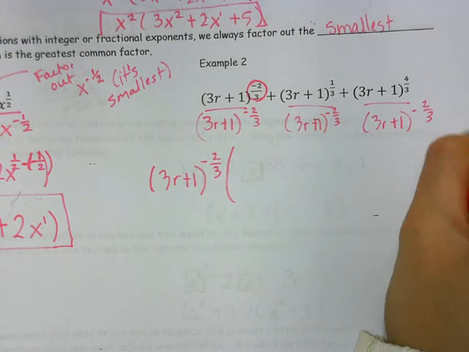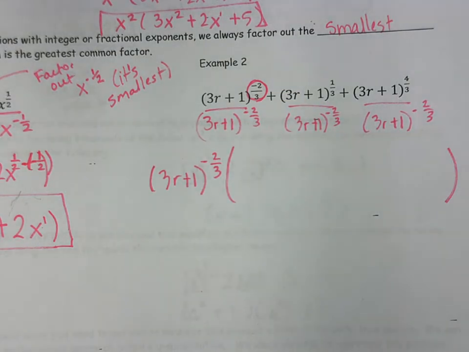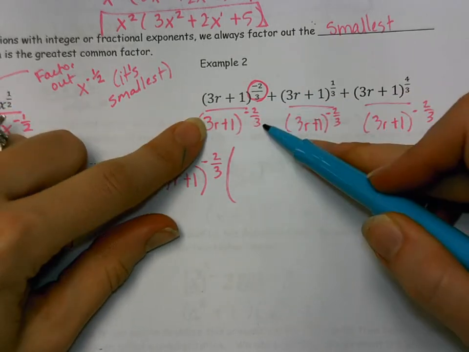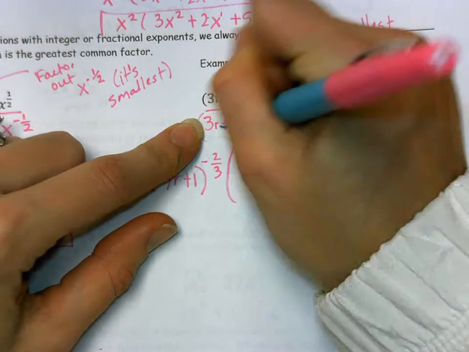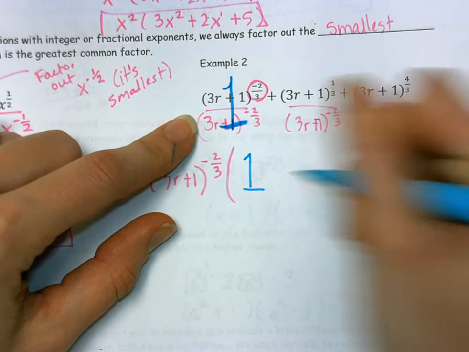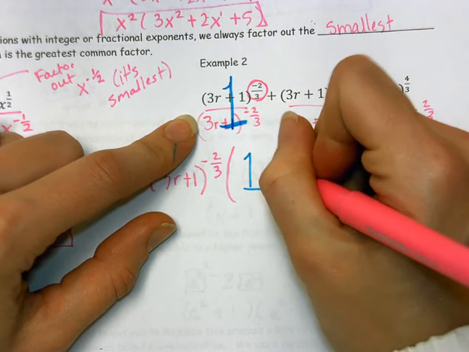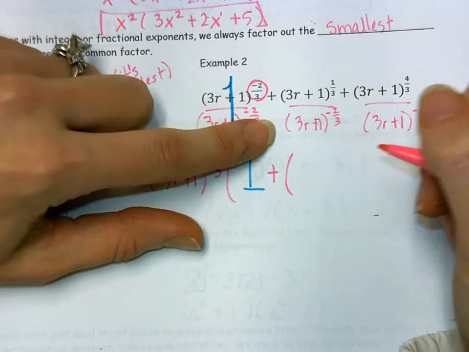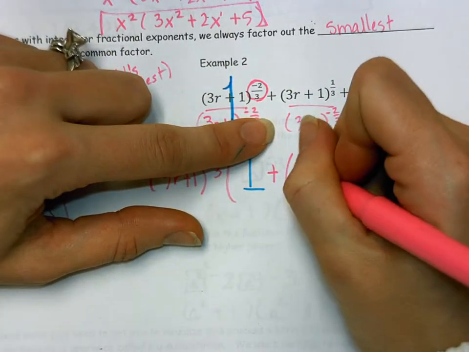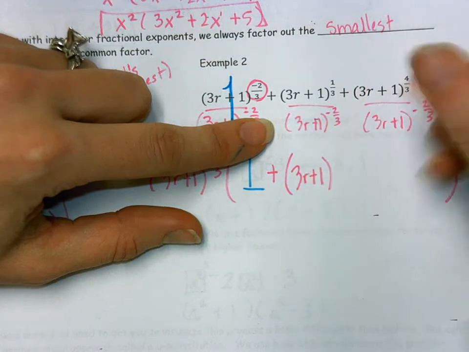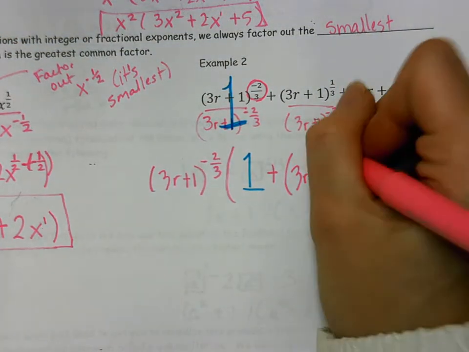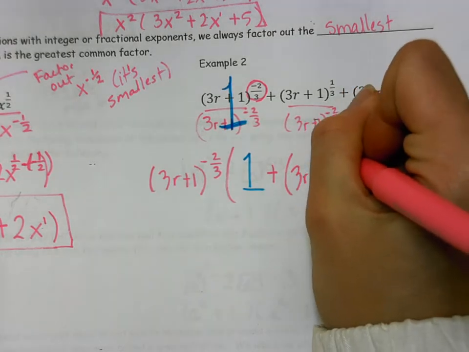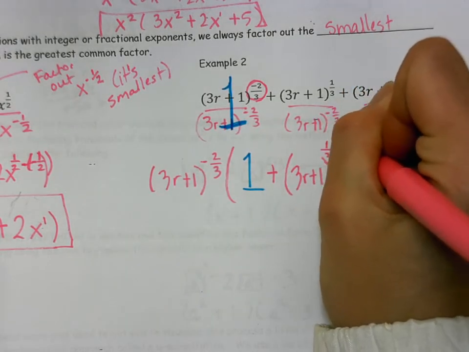And now on the inside, I want to be left with positive exponents. Let's see if it worked. What's 3r plus 1 to the negative 2/3 divided by itself? Just 1. So that becomes 1. Plus, I have the same base. I'm dividing. So what do we do with the exponents? Subtract them. So I'm going to take 1/3 minus a negative 2/3.